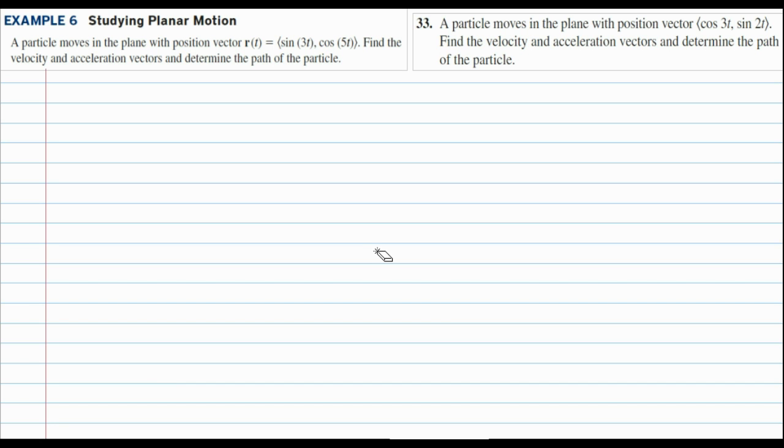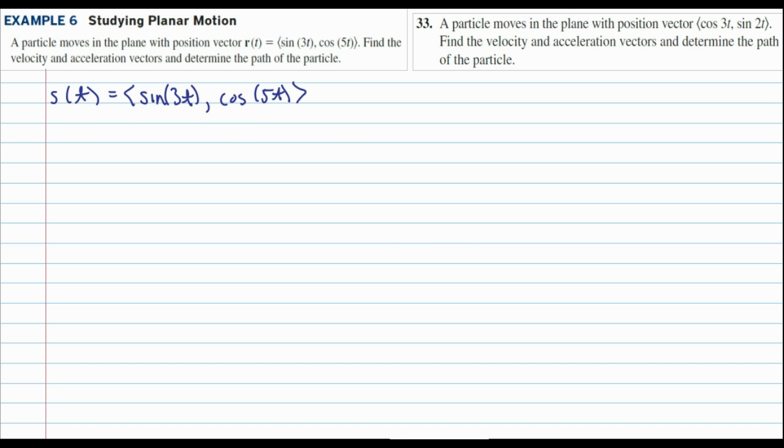A particle moves in the plane with position vector r of t equals sine of 3t, cosine of 5t. Find the velocity and acceleration vectors and determine the path of the particle. So the position vector, which I should have called r of t, oops, I'll cross that out in a minute, is sine of 3t comma cosine of 5t.